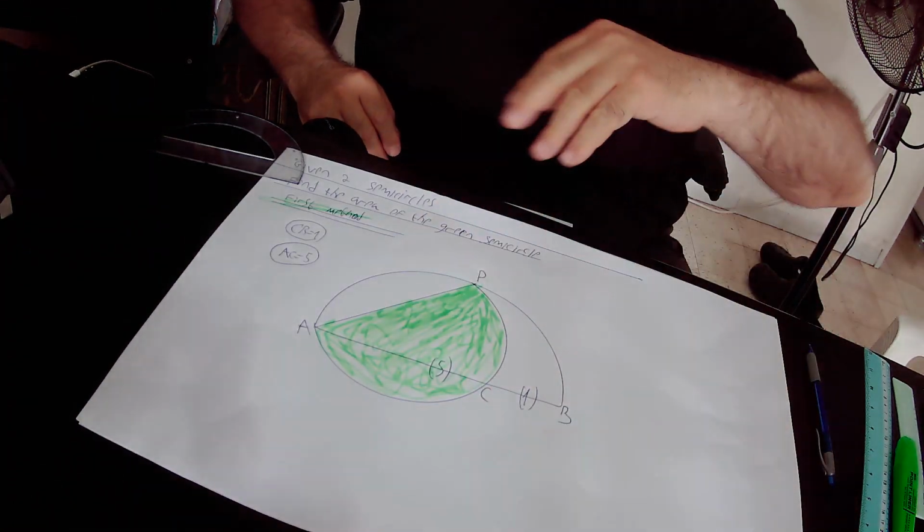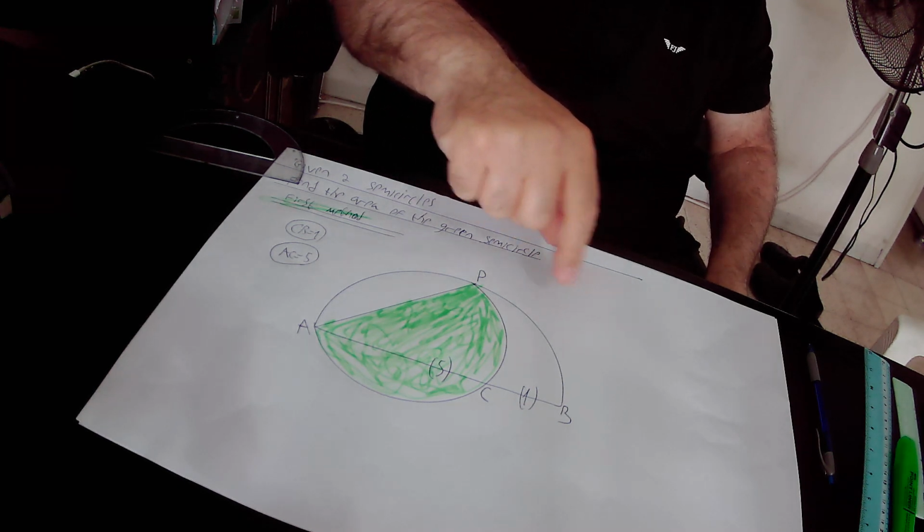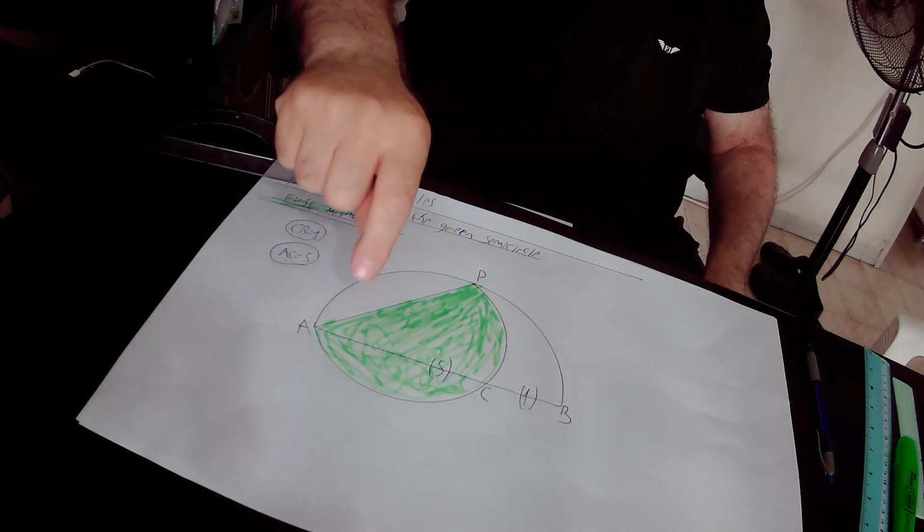Hello, in this lecture we find out the area of the green semicircle using two different methods. In the drawing we have two semicircles. This is the white semicircle, this is the green semicircle.